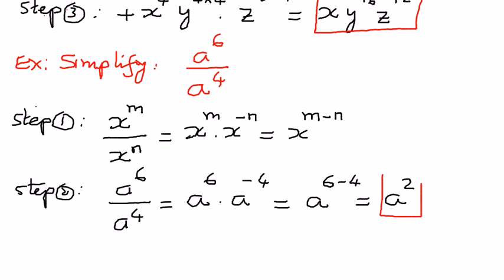This is our answer. The expression a to the power of 6 divided by a to the power of 4, when we use the laws of exponents, we were able to simplify to a to the power of 2. This is the way we want to use the laws of exponents to simplify these types of example problems. In my next presentation, we shall look at some more examples and see how we can solve them using the laws of exponents.